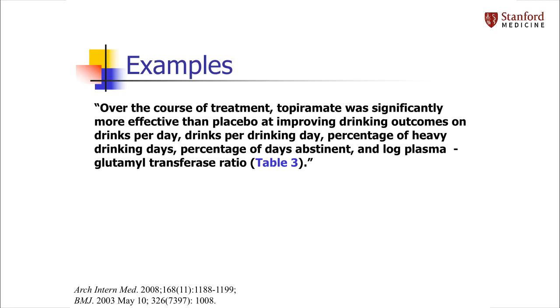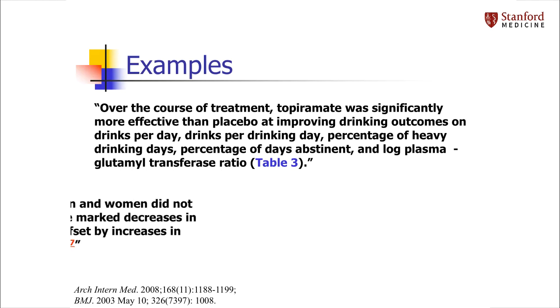This study measured a whole bunch of outcomes, and you can imagine that if you go to Table 3, it's this big table with all these different outcomes and lots of numbers. But the authors here give a high-level summary on all these different outcomes about drinking. The treatment, the drug, beat the placebo. If you want more details, you can go to the table and see more details.